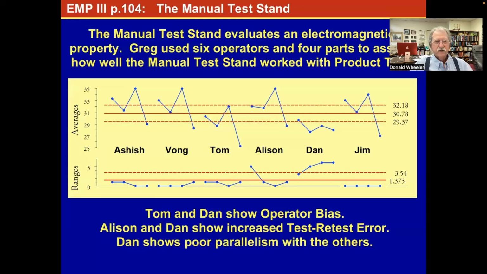If you'll notice, Allison, Tom, Vaughn, and Ashish all have 0 ranges as well. It's the round off that's giving Jim his 0 ranges. So I don't think there's anything unusual about Jim.